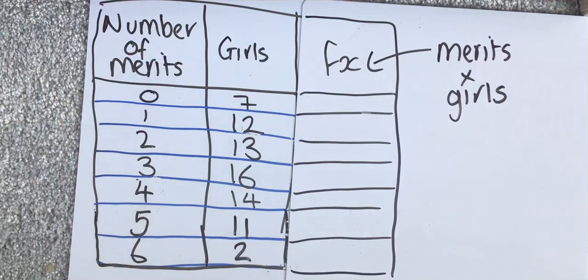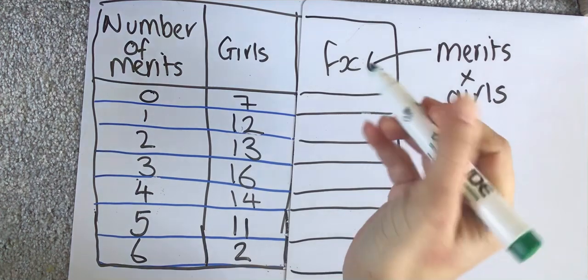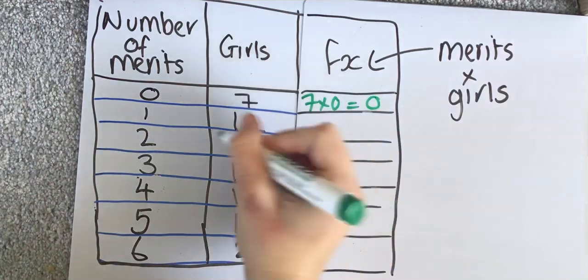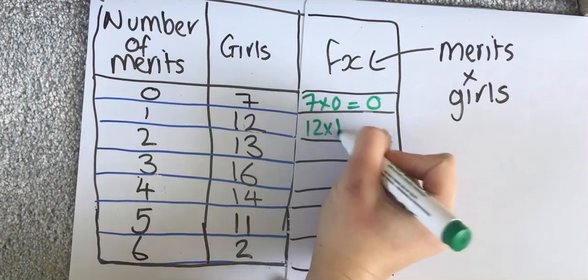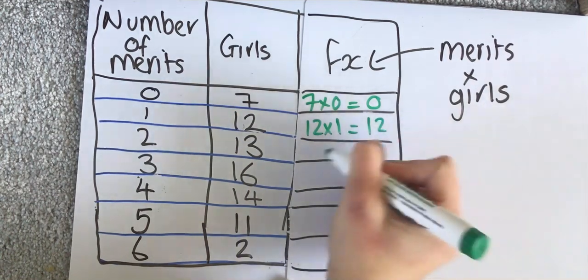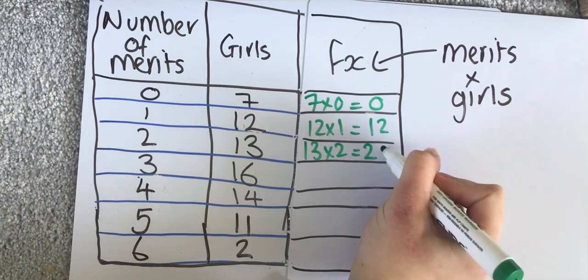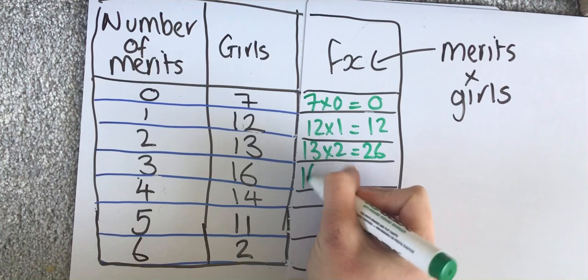So if I was trying to work this out for our class, if 2 of you had 6 merits, if 11 of you had 5 merits, and so on, that's what I'm actually trying to work out. They are e-praise, basically. So I do 7 times 0, which is 0. I do 12 times 1, which is 12. 13 times 2 is 26.